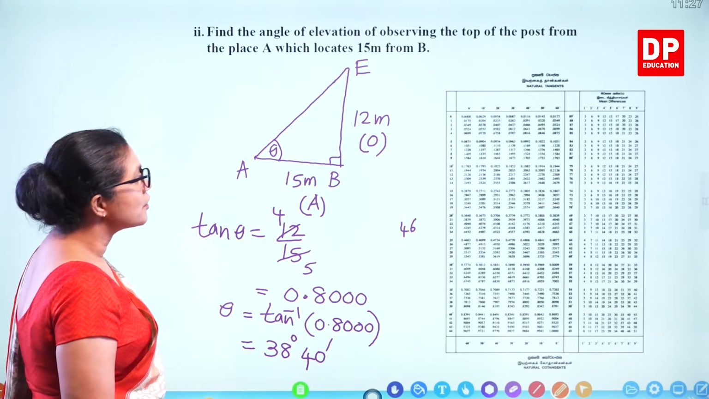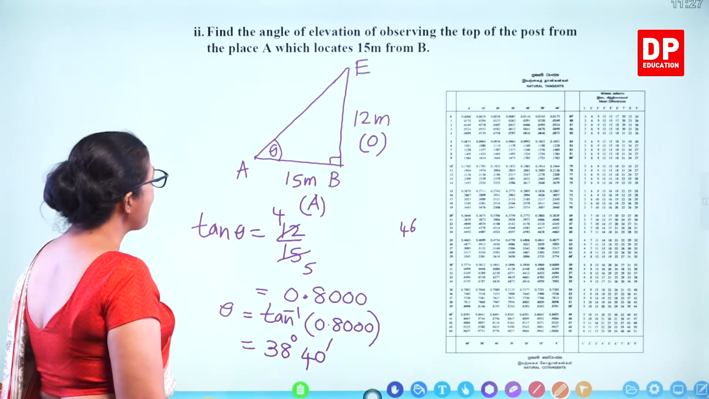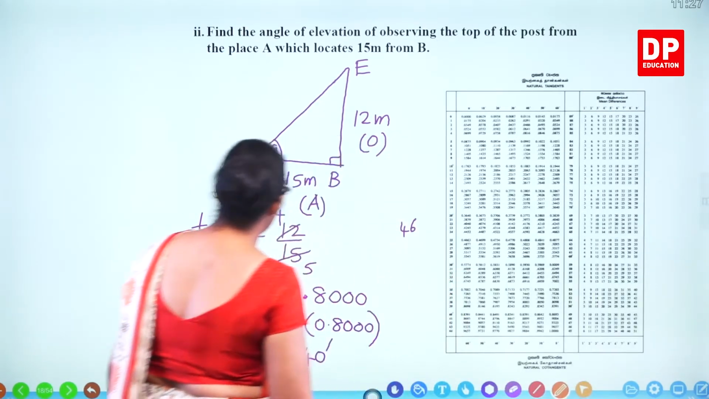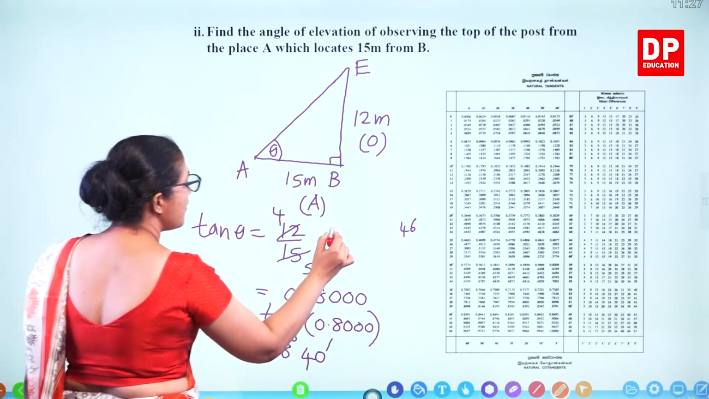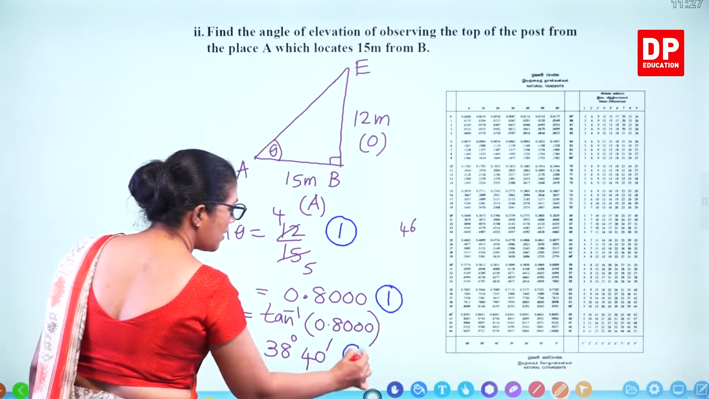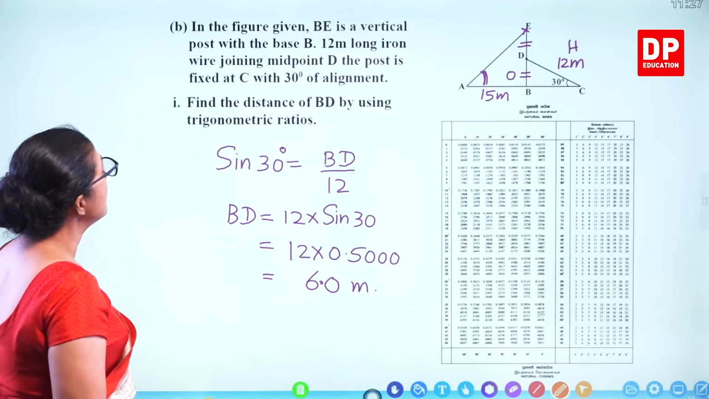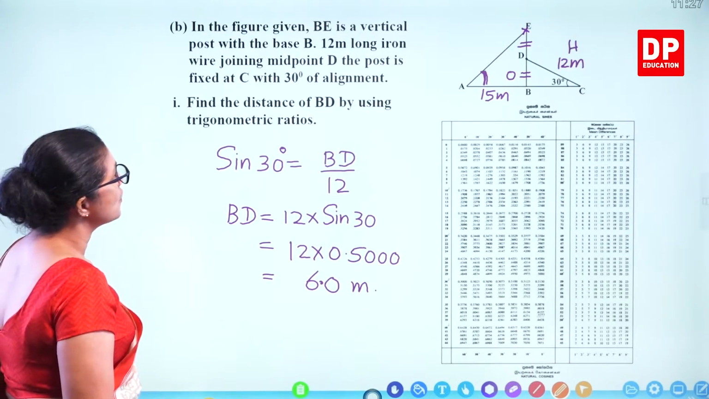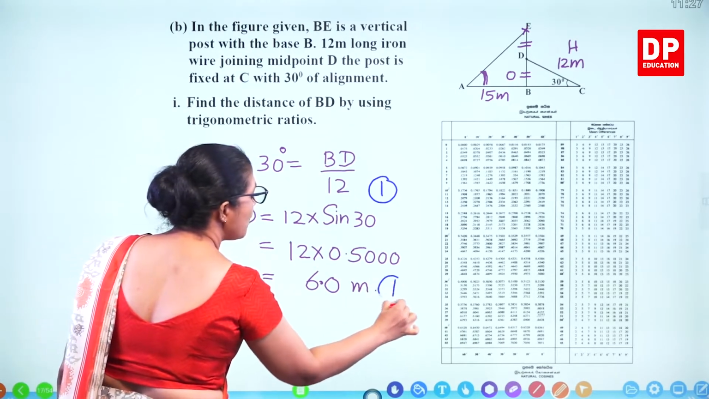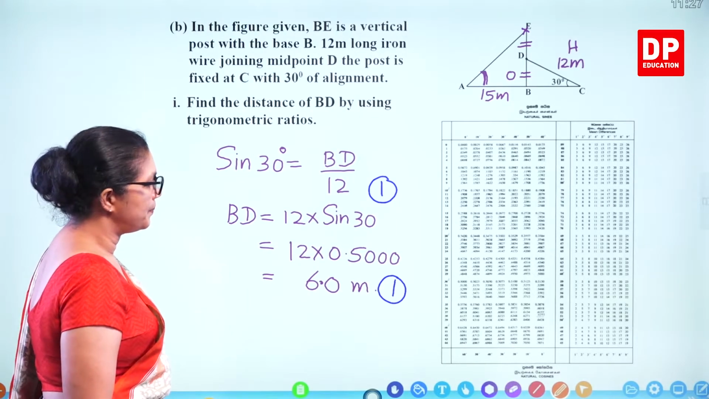So we can give marks for this. So how can we give marks? Finding the appropriate ratio, 1 mark. And finding this value and antilog, we can give 3 marks for this step. And here 2 marks for this. So 1 mark for the appropriate ratio and 1 mark for this. So altogether 5 marks for this part as well.